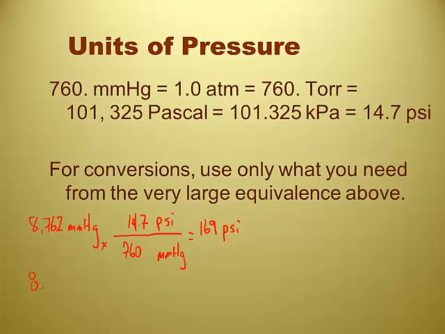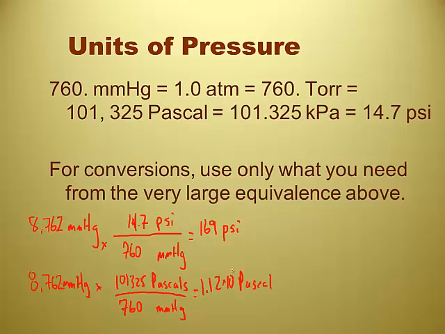Now, just to show how easy this is to continue to use, I'm going to use the exact same thing, and I'm going to convert to pascals, just for fun. So millimeters of mercury still has to go on the bottom because dimensional analysis says so. Pascals can go on top. 760. Pascals is 101.325. Give me a number here. 1.12 times 10 to the 6. All right. So notice we just used the units that we need.